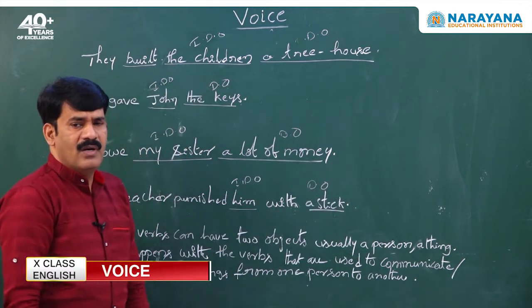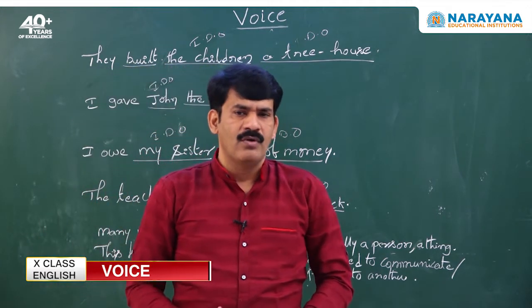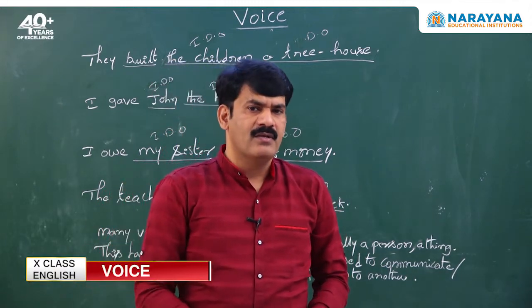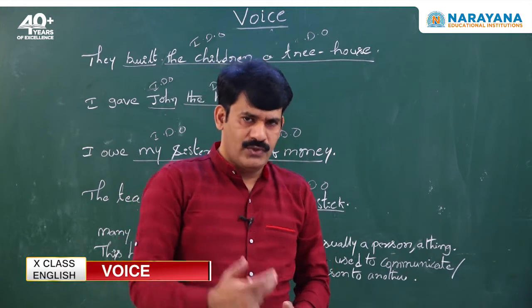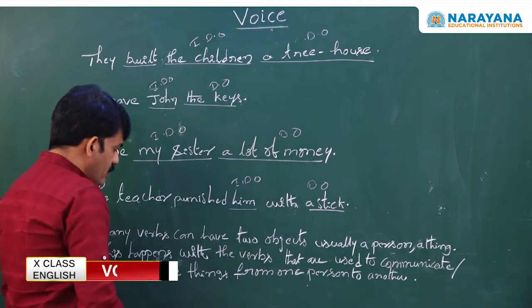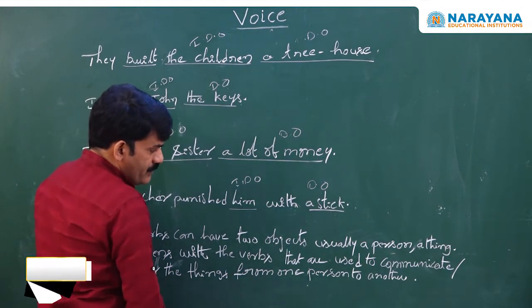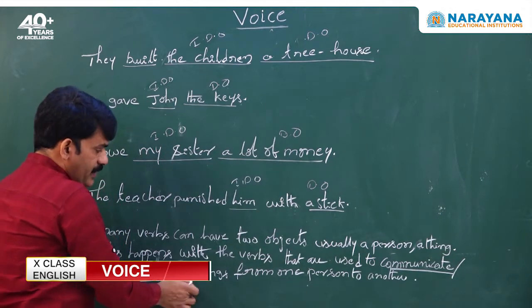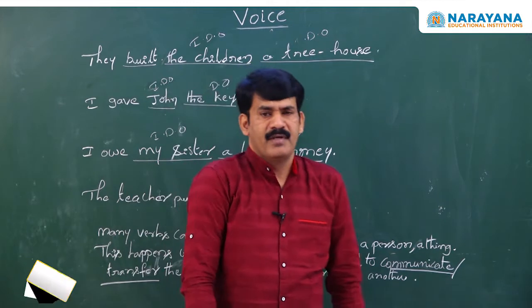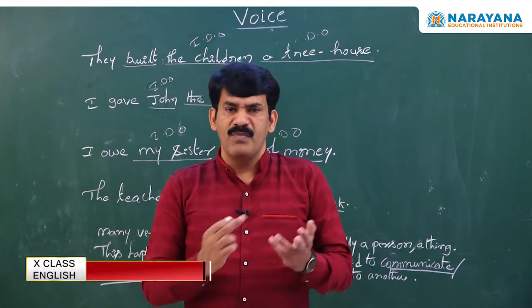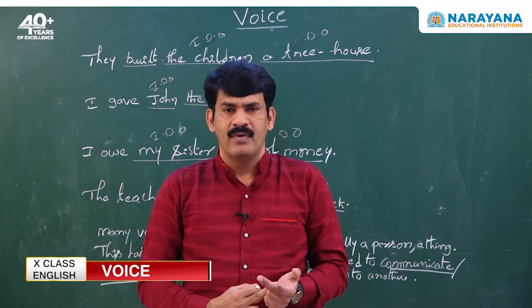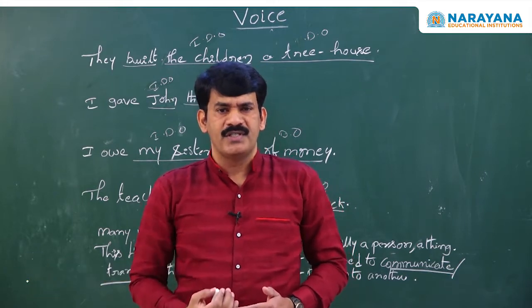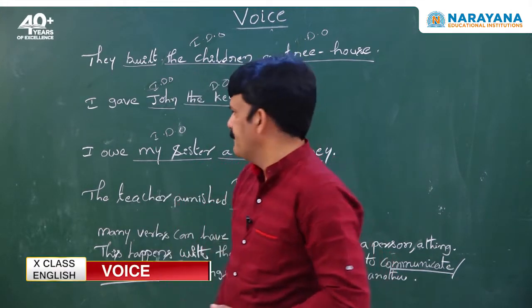What do you understand? In all the sentences, we find two objects. When two objects are given, how do we start and how do we write the sentences? When are these two objects mostly used? The two objects are mostly used when the verbs are communicating or transferring things from one person to another person. Remember, when the verb communicates or transfers something from one person to another, then only do we use two objects in most of the cases.